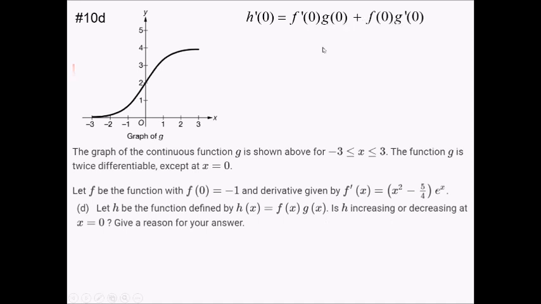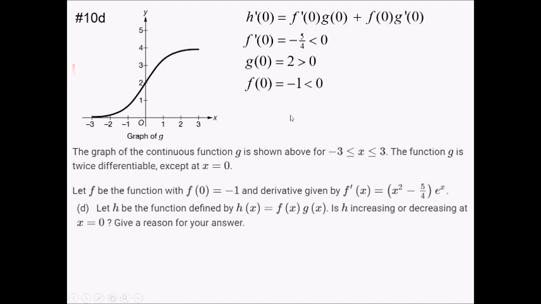Basically, we want to know if h prime is positive or negative, because that's going to tell us if h is increasing or decreasing. So looking at each of these individually, f prime of 0, if you plug 0 into the f prime function here, that's going to be -5/4 times, let's see, e to the 0 is 1, so overall just -5/4, and that's a negative number. Now g of 0 we can look up in the table. g of 0 is just 2, and that is a positive number. Over here, f of 0, well, what's that going to be? Oh, they told us. It's -1, and that's a negative number.